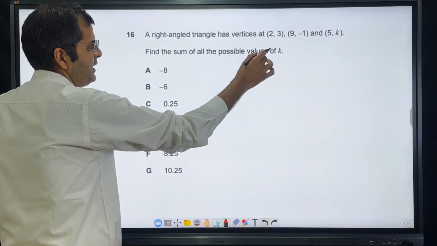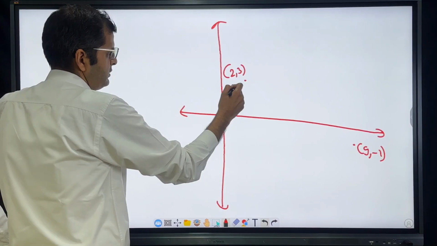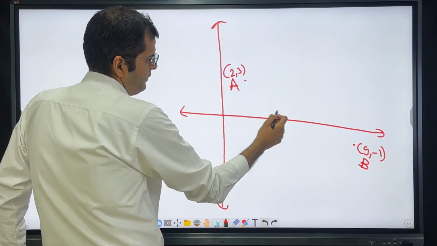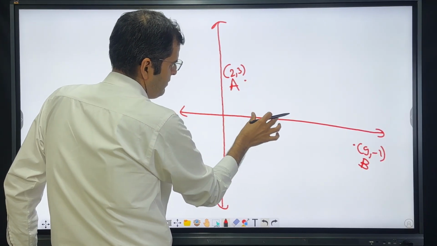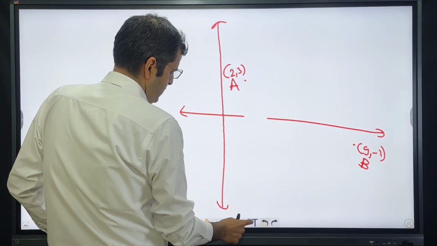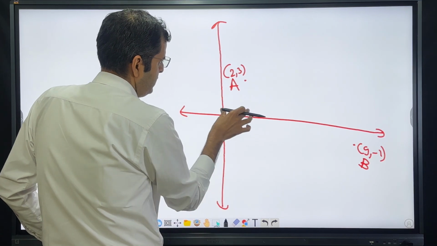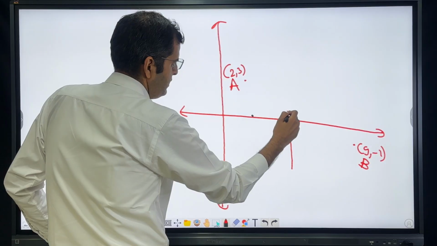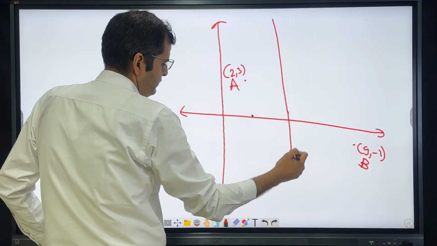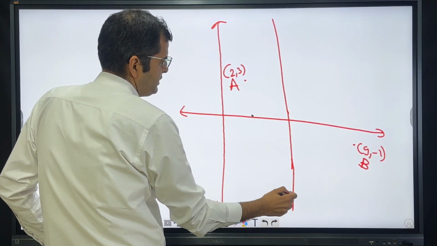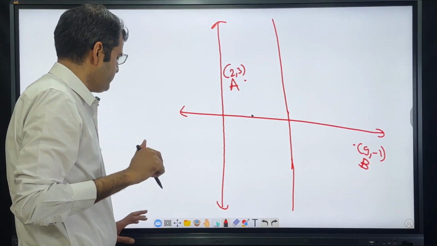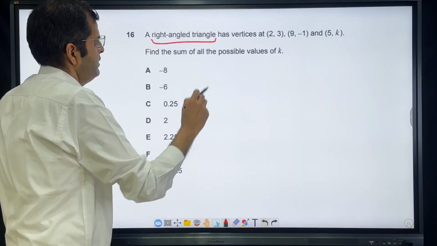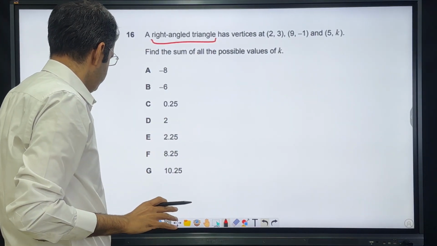The third coordinate lies on (5, k). Let me give this as point A and this is point B. So (5, k) will lie on this line, x is equal to 5. Somewhere in this line, point C will lie, which is, ABC is a triangle. And it's a right angle triangle. You have to find the sum of all possible values of k.